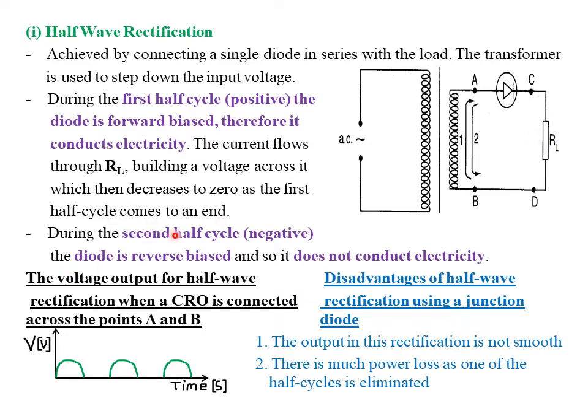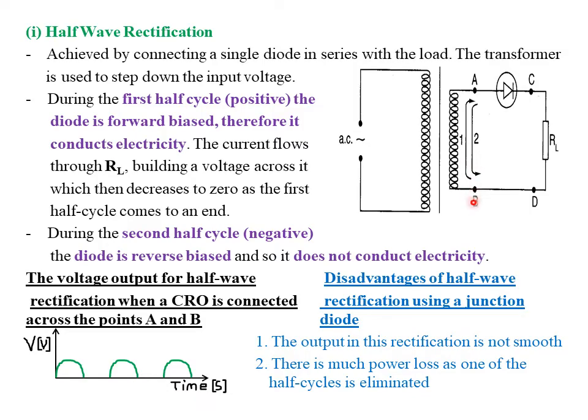Now, during the second half cycle, or the negative half cycle, the diode is reverse biased, and so it does not conduct any electricity. Therefore, we do not expect any voltage to build across this particular resistor load during the second half cycle. During the negative half cycle, the current is going to flow in the anti-clockwise direction as indicated by this particular arrow.